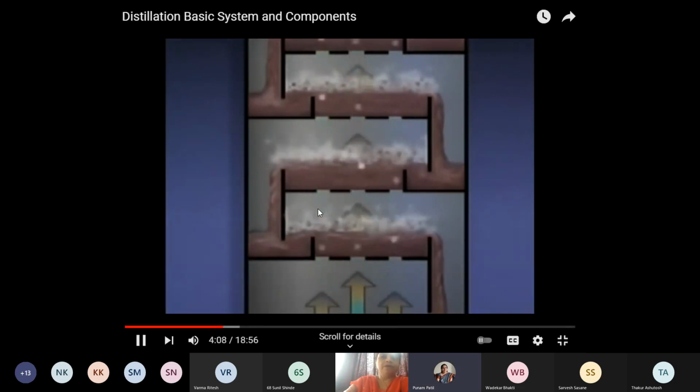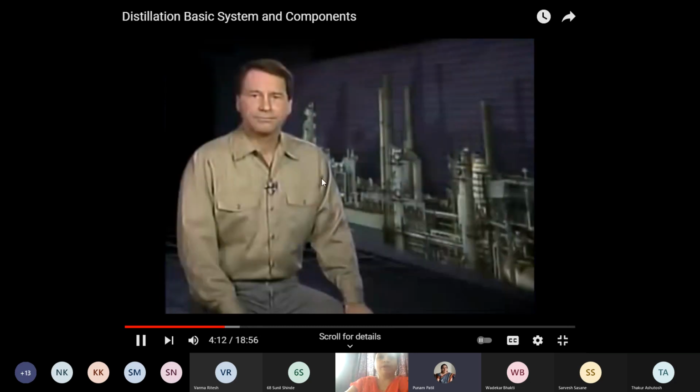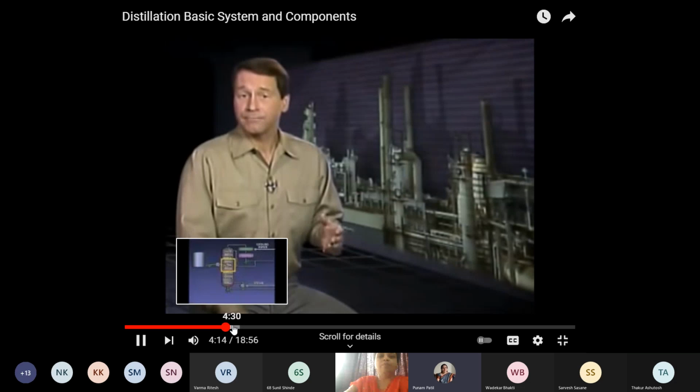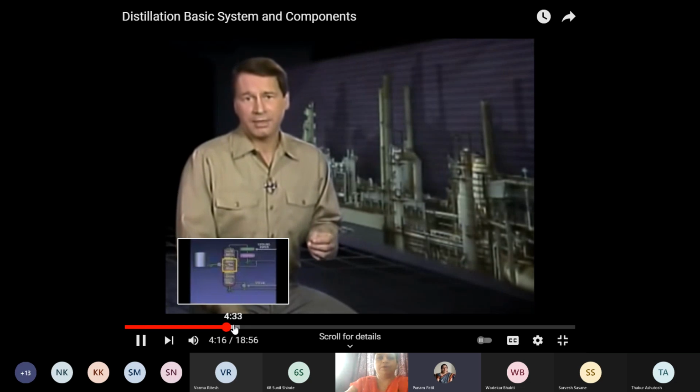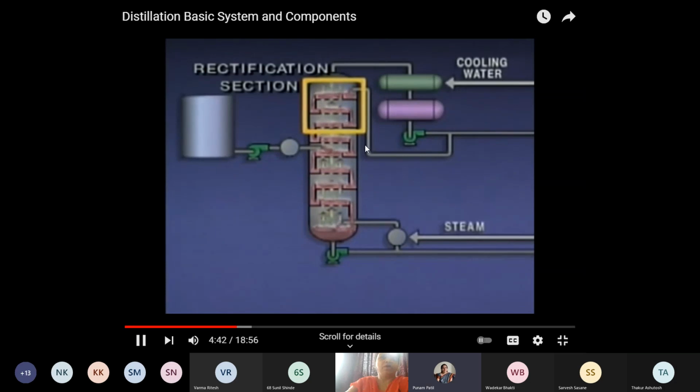So as this process continues, the rising vapor contains a higher concentration of the top product, whereas the falling liquid contains more concentration of the bottom product. You can see here the feed tray, so called flash zone. This is called the rectification section, and the bottom is called the stripping section.